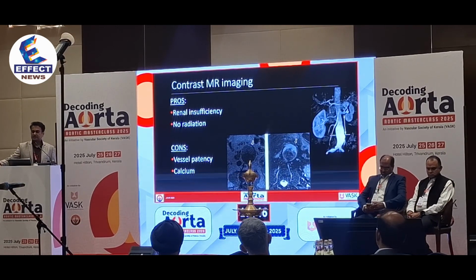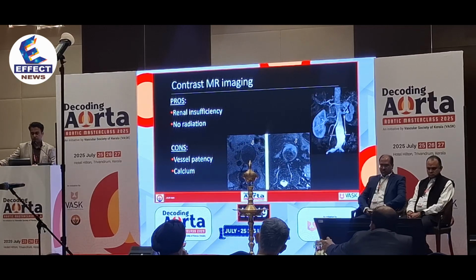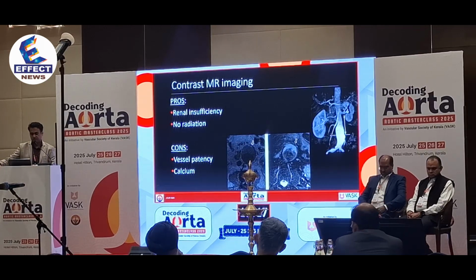One word about the contrast imaging. You can also use MR imaging as your preoperative imaging tool, particularly if your patient has renal insufficiency and you're concerned about contrast nephropathy. There's the benefit of no radiation being involved as well. The cons being that vessel patencies are not as precisely seen as in CT. You may tend to overestimate stenosis, and again calcium is not seen in MR, which is something we would always like to know when we go for open surgery.